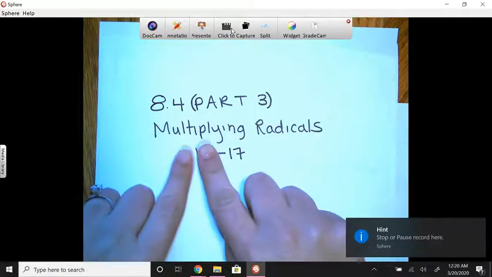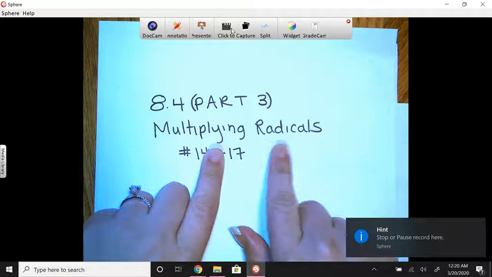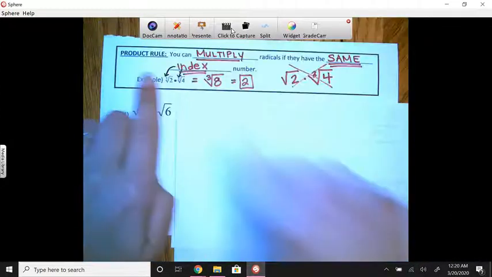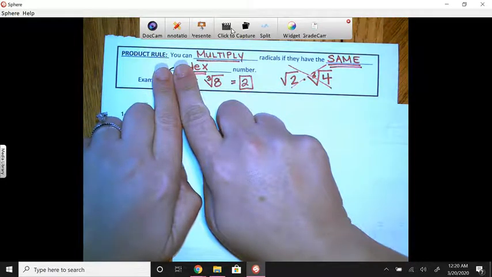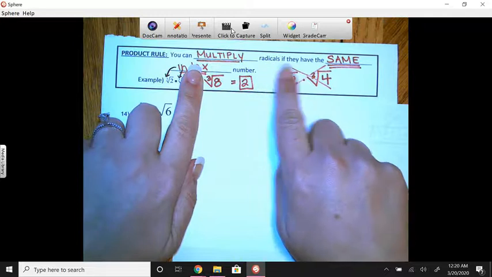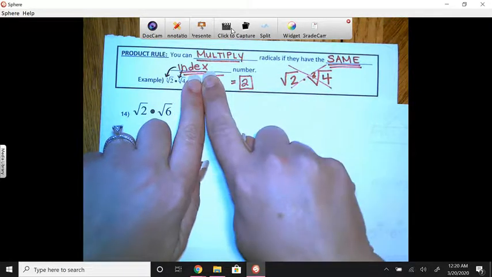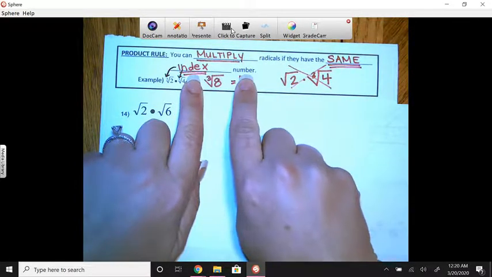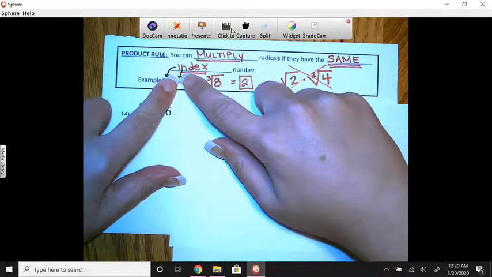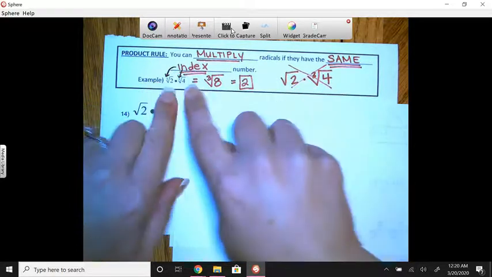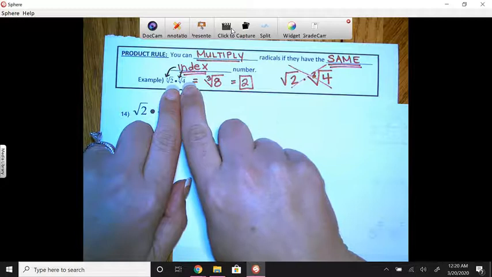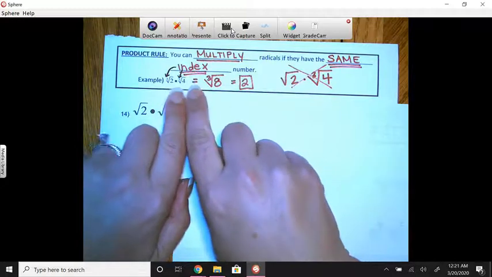In this video, we will be discussing multiplying radicals. So first of all, the product rule, to remind ourselves what that says, you can multiply radicals if they have the same index number. So if we take a look at this example right here, the index is that little number here. If they are the same, whatever is inside of the radical does not have to be the same, and we are allowed to multiply them.